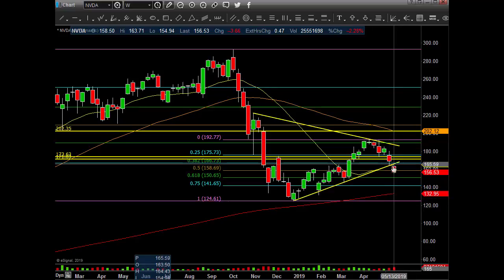So the key area is tomorrow, or next Friday's close. Bulls, you've got to get above that on a weekly close, period. If it closes down in this range, a little more bearish. If you get back above the trend line and the 20 MA, a little more bullish.